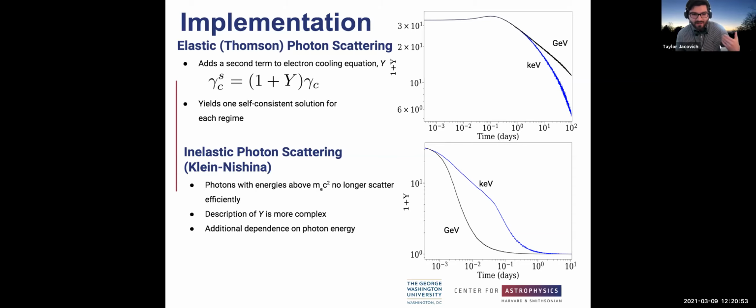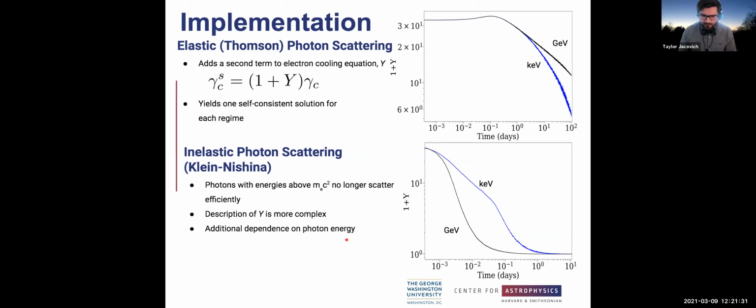So the Klein-Nishina effects have a frequency dependence. In the KeV range, you end up with more Synchrotron-Self Compton cooling than in the GeV range, because most of the GeV photons cannot efficiently scatter off of the electron population. And then in the upper case, what's happening here is at very late times, the gamma C, so the cooling Lorentz factor and by extension, the electron cooling frequency is approaching the KeV band, which is why y drops off faster in the KeV than in the GeV.